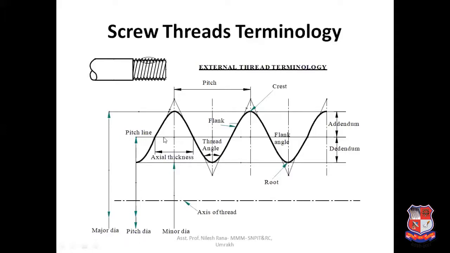This is the axial thickness, or we can say the collar thickness of the screw thread, right? And this is the flank angle. This is the addendum and this is the dedendum. And this is the crest value and this is the root value. And this is called the pitch. Friends, we will see in detail the screw thread terminology.